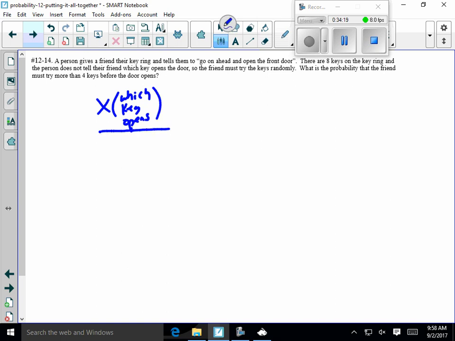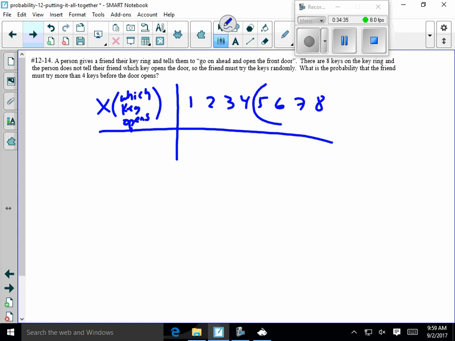Well, we don't start at 0. We have to try 1 key, so this starts at 1. The first key could open it, the second key, the third key, the fourth, the fifth, the sixth, the seventh, or the 8th. And we're wondering what's the probability that we have to try more than 4 keys. So more than 4 keys would be the right side. This probability here is what we're finding. But that and this add up to 1.